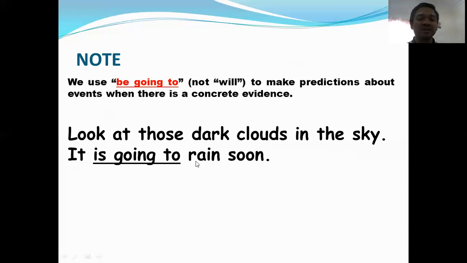It is going to rain soon. Be going to. This is a be verb. So, it is going to rain soon. There is concrete evidence that the cloud is so dark. It's a nimbus cloud in science, and it is going to rain. There is concrete evidence. So use be going to, not will. Okay? Take note of that.